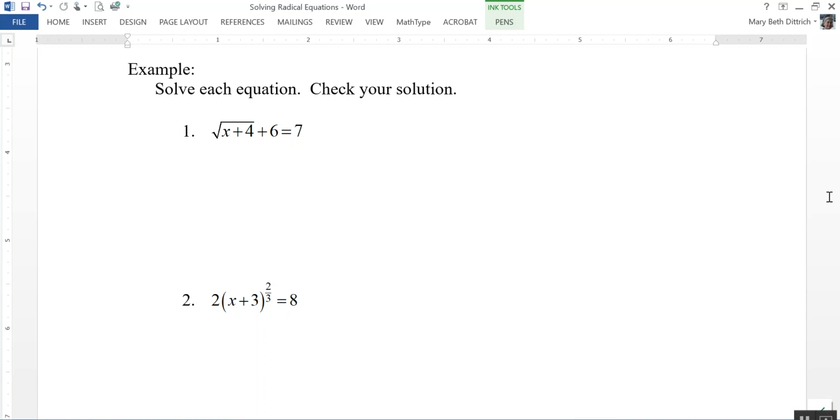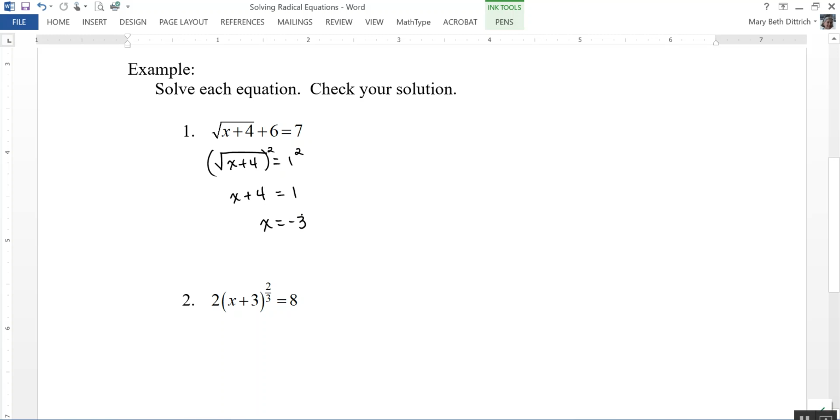First step is to isolate our radical. So I'm going to subtract 6 on both sides, and that gives me the square root of x plus 4 is equal to 1. Now, since I have a square root here, I want to square both sides of the equation. So squaring undoes the square root. So I have x plus 4 is equal to 1. And then subtracting 4 on each side, I have x is equal to negative 3.